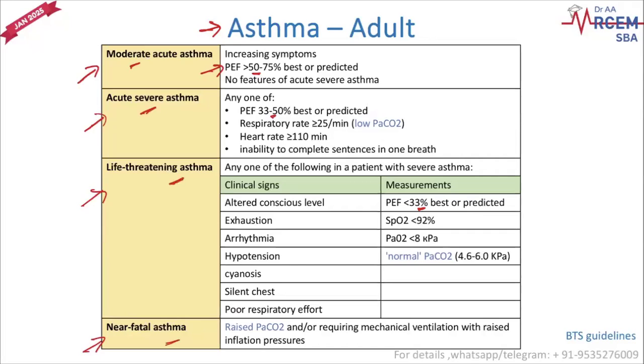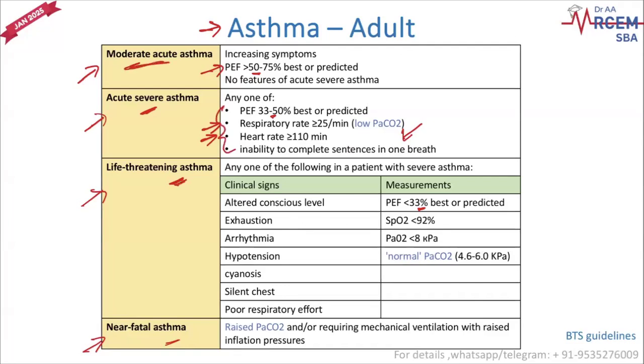PEF will not help you in near-fatal asthma. The next thing you need to look out for is the other symptoms you will see in acute severe asthma. You will see tachycardia and tachypnea, and he will not be able to complete a sentence in a single breath. That is very important. If you talk to him, he'll take breaths in between. He'll say, my name is John. So in a single breath, he was not able to complete a full sentence. That is important to pick up from the stem of the question. These features are absent in moderate acute asthma.